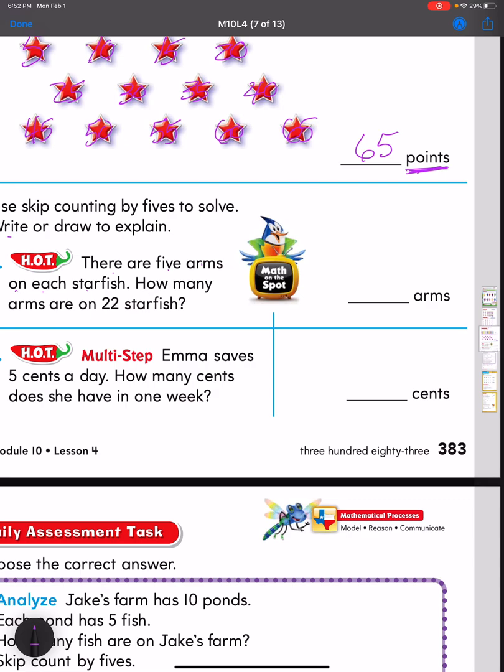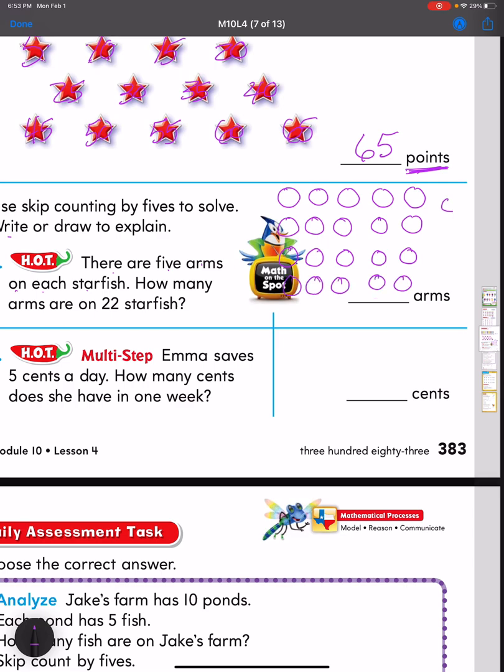You could do it like this. So I'm just going to draw little circles. And each one of my circles is going to represent a starfish, okay? Even though it's not in the shape of a star, each one is going to represent a starfish. So I'm going to draw 22 of them. So 5, 10, 15, 20, 21, 22. So there's my 22 quick starfish.